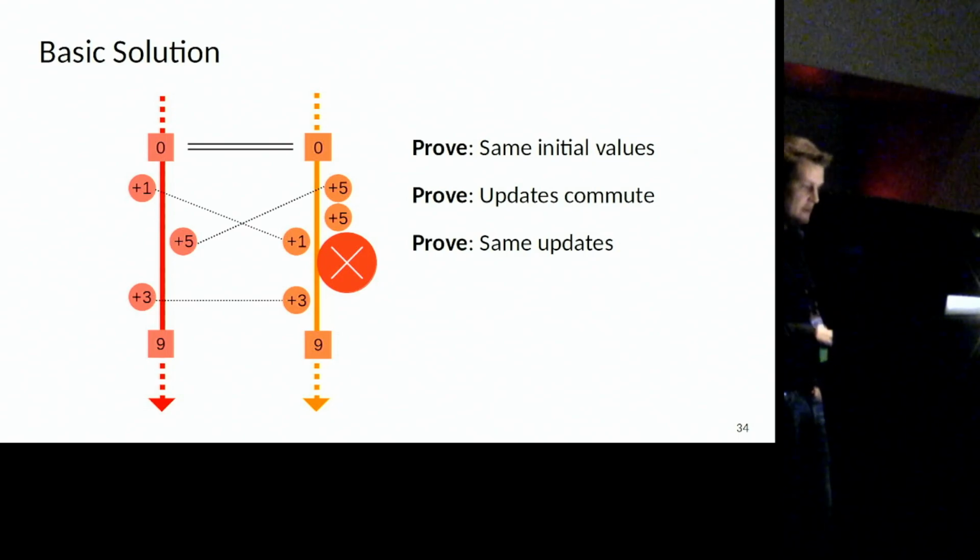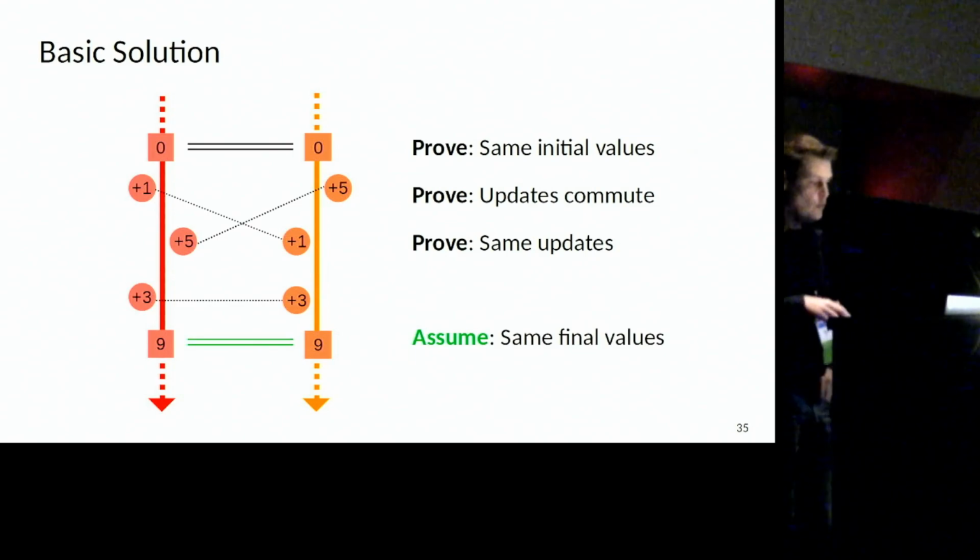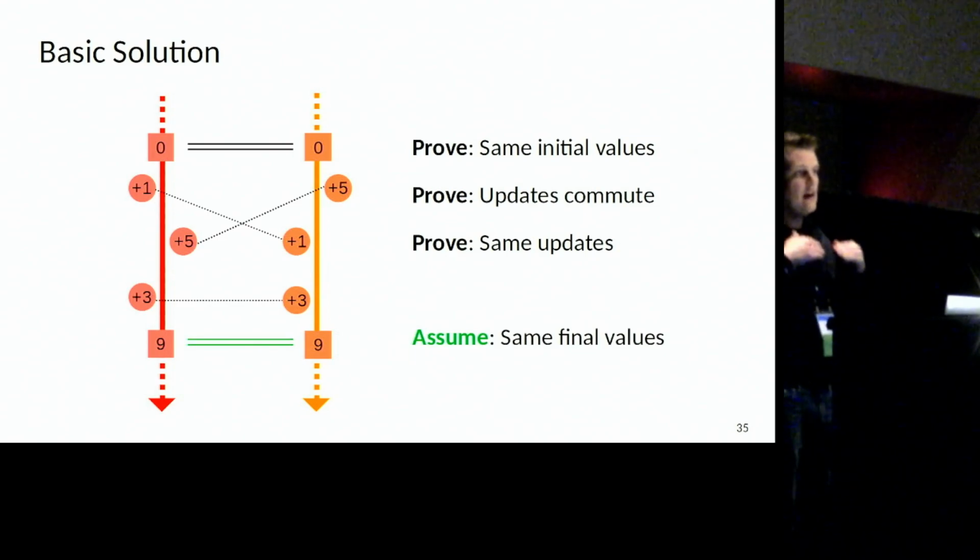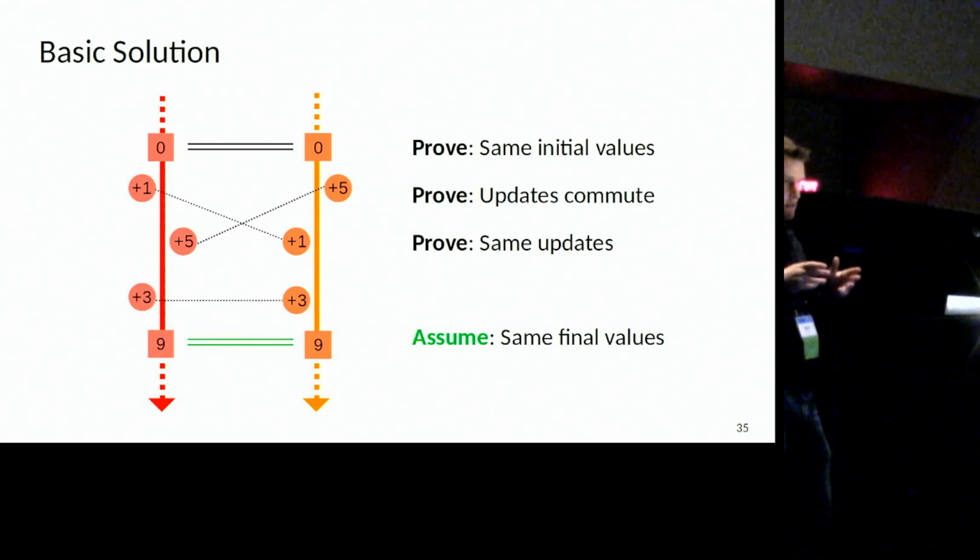So those are our three core proof obligations. And if we can prove all of these, then we get to assume that in the end, after all concurrent modification is done, the shared data structure will have the same value in both executions, meaning that it's not influenced by secret data in any way. And then we can verify everything that comes after, the rest of the program, under this assumption.